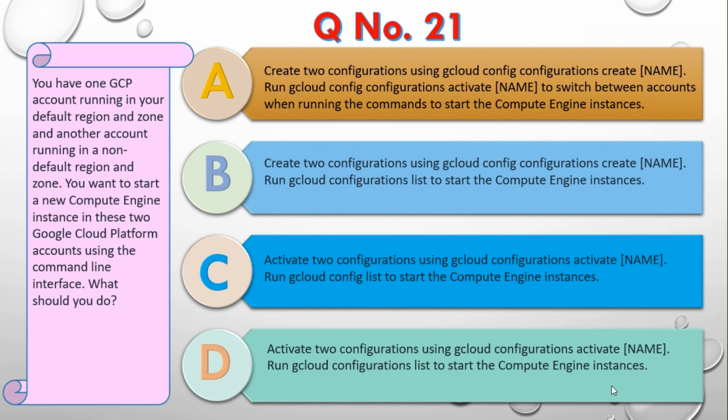Option B, create two configurations using gcloud config configurations create name, run gcloud configurations list to start the Compute Engine instance. C, activate two configurations using gcloud configurations activate name, run gcloud config list to start the Compute Engine instances. Option D, activate two configurations using gcloud configurations activate name, run gcloud configurations list to start the Compute Engine instances. Option A is the correct answer.